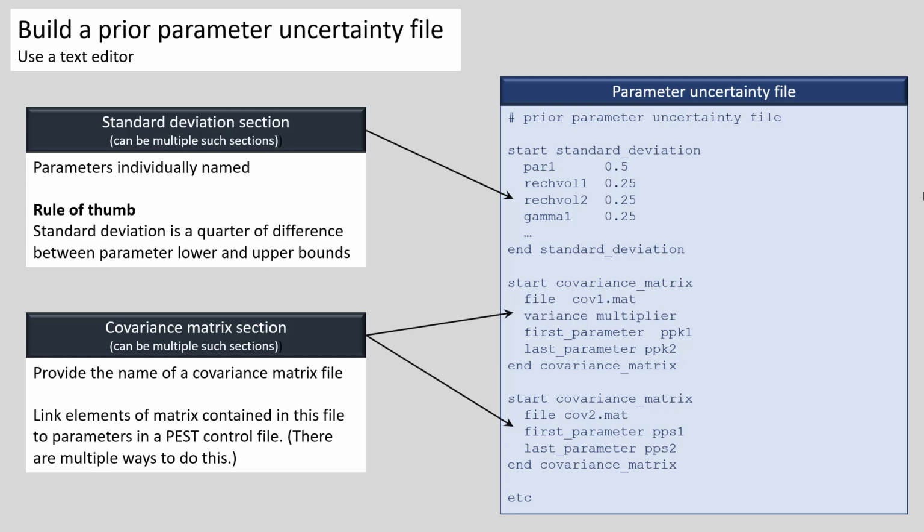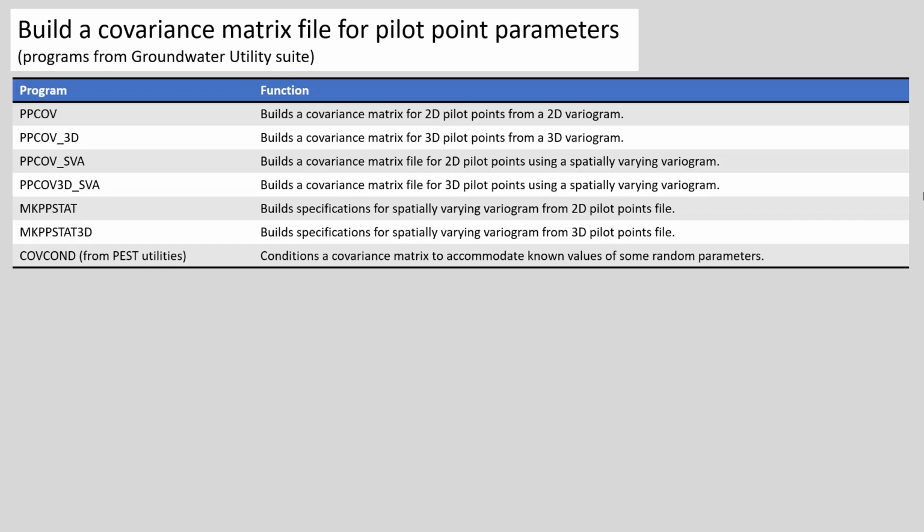A parameter uncertainty file is subdivided into blocks. Each block can be of one of two types, namely a standard deviation or a covariance matrix type. Standard deviations of individual parameters can be supplied in the first type of these blocks, and this is done under the assumption that these parameters share no prior correlation with each other. So the standard deviation of individual parameters is supplied by the user. For cases in which parameters are correlated, such as spatially distributed parameters like pilot points, the statistical characterization of that group must be supplied through a covariance matrix. Prior parameter correlation is often, but not always, an outcome of spatial proximity.